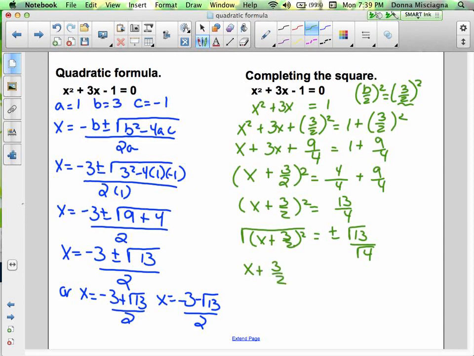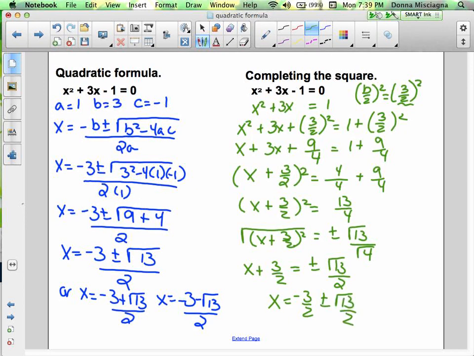So square and square root cancel. We have x plus 3/2 equals. Can't do anything with the square root of 13, but the square root of 4 is 2. Our last step is to subtract 3/2 from both sides. So x equals -3/2 plus or minus the square root of 13 over 2. Exact same answer.